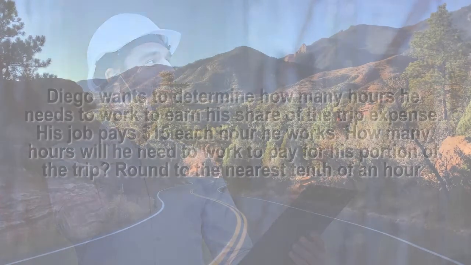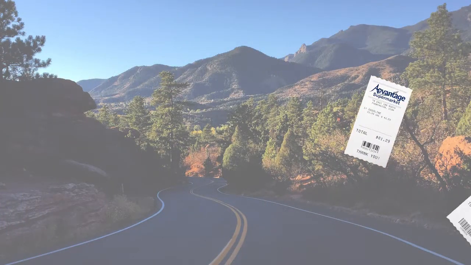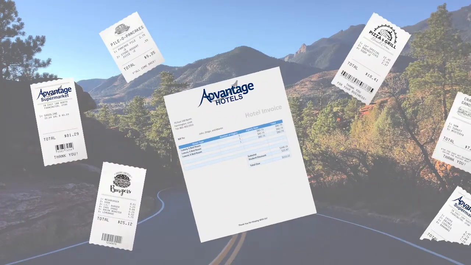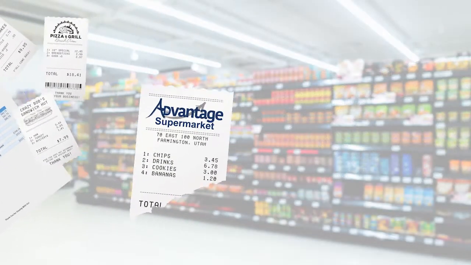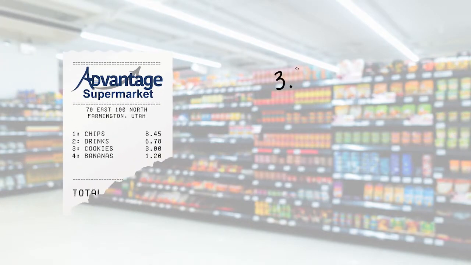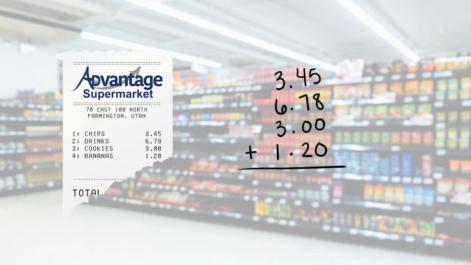Let's start by getting the total cost of the trip. One strategy would be to get a sum on each receipt and then add all those receipt sums for one large total. Let's start with the supermarket receipt. $3.45 plus $6.78 plus $3 plus $1.20. Write these vertically and pay careful attention to line up the digits in the correct place value spot. The total for the supermarket receipt is $14.43.